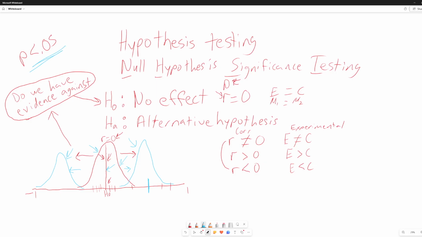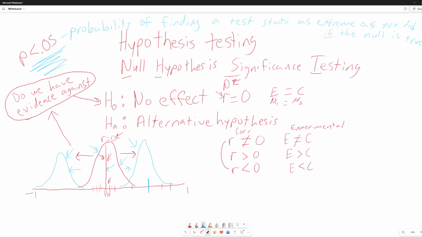And that's how this p less than 0.05 thing works: this is the probability of finding a test statistic as extreme, meaning as far away from 0 as you did, if the null is true.